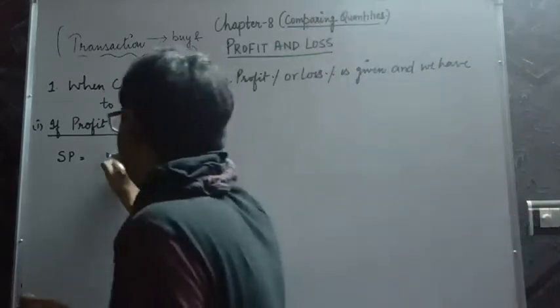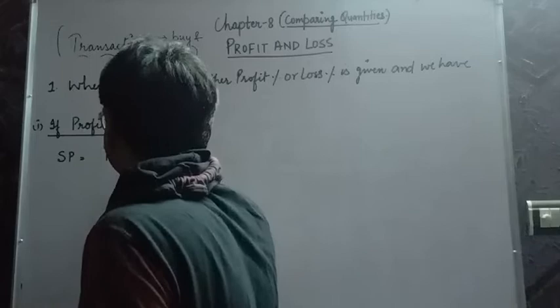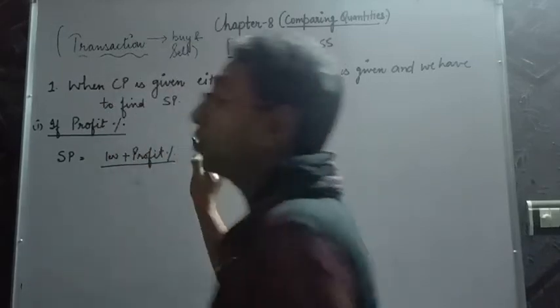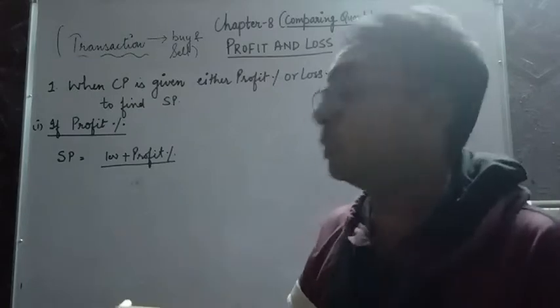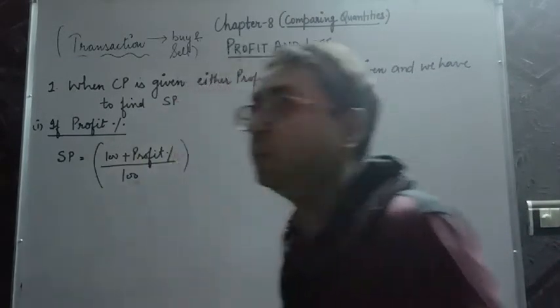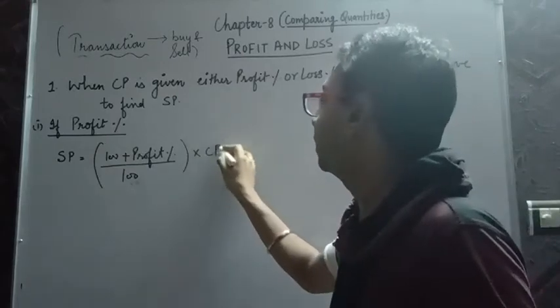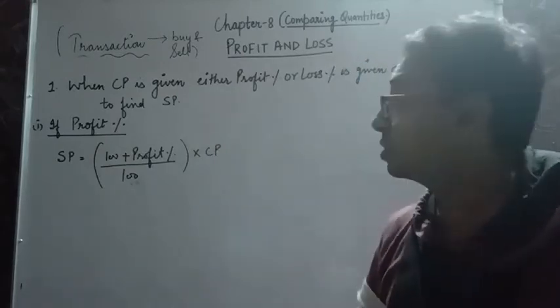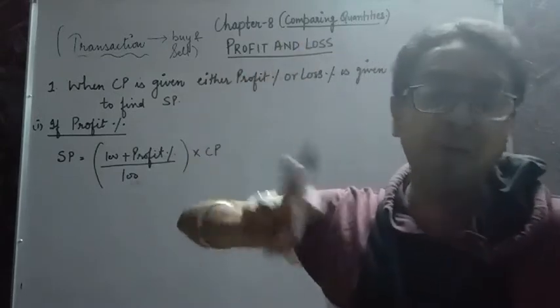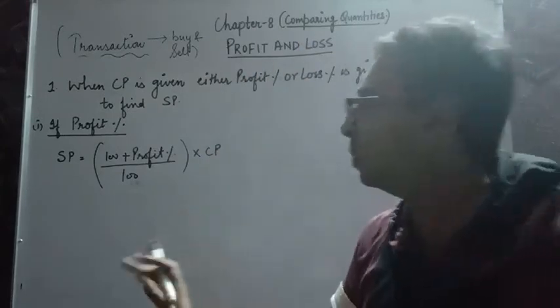That is why 100 plus profit percent. Because it is extra, it will be added, because profit is always extra. Upon 100, very good, because we are talking about percentage, into CP. This is the formula: SP equals 100 plus profit percent upon 100 into CP. This is the simple formula.